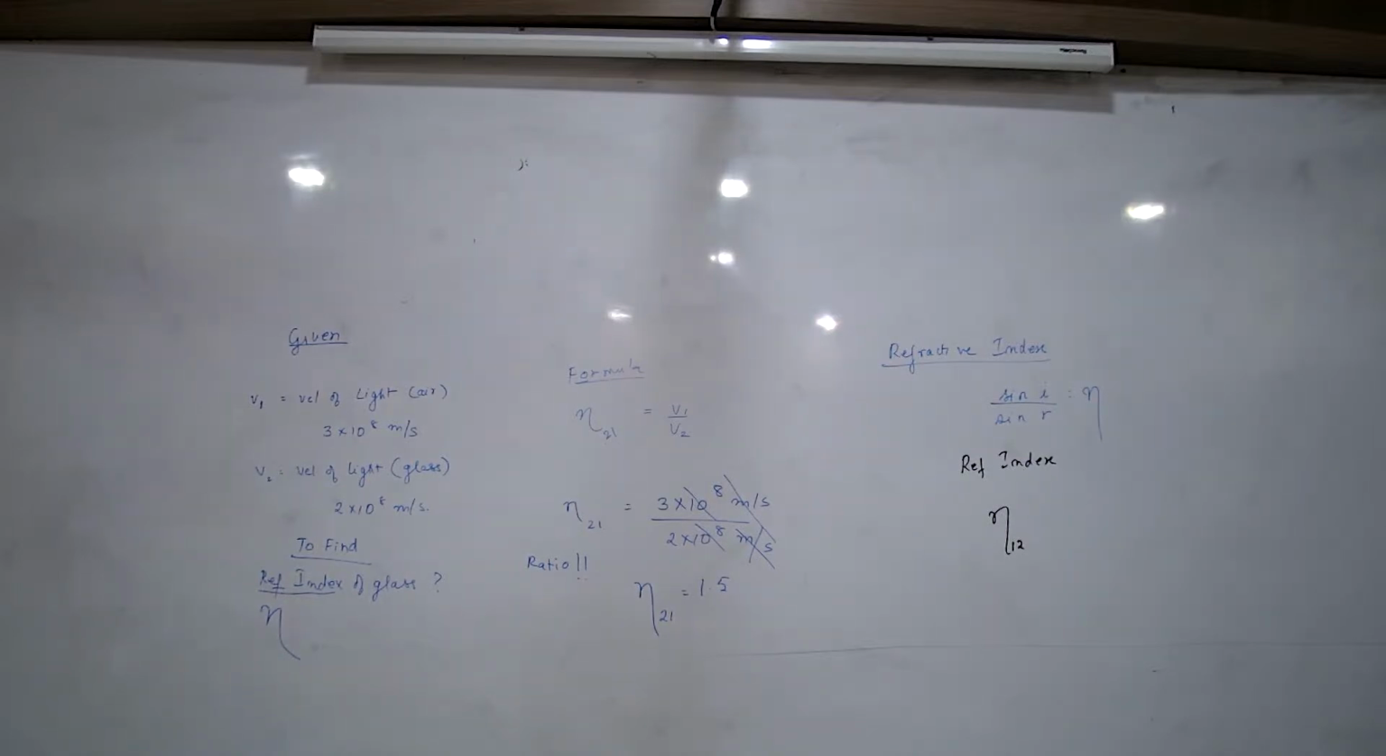Okay, ready, all of you? Look at that one. Same argument, the refractive index of 1 with respect to 2. How will you show it? Mu 1, 2. It is the refractive index of 1 with respect to 2. And how is it given? It is given by V2 divided by V1. Is that okay? Yeah. Okay.